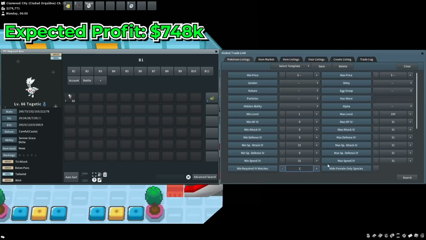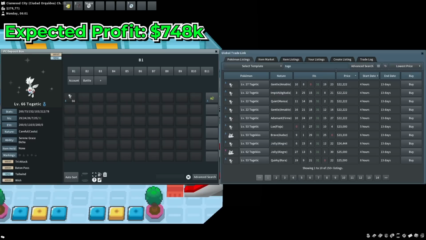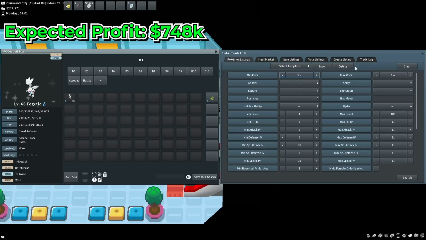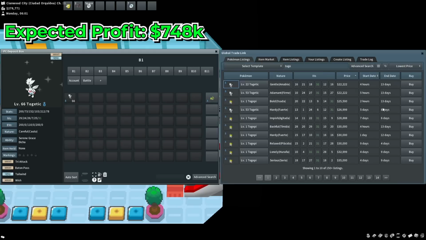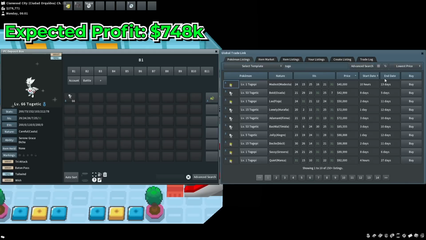Let's put it like this, at least 31 in the desired stats, and it already goes for 20. And if we put 10s here and then 4, goes again for 20. If we put 20 here, it goes for 40. And this one is a Togepi, which its price is lower than Togetic because it's a pain to level this up and evolve into this.